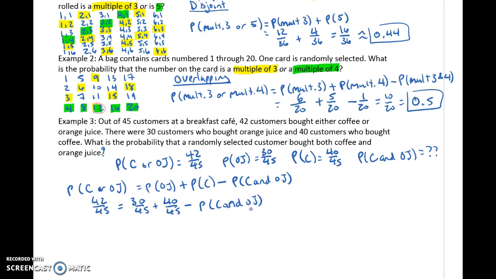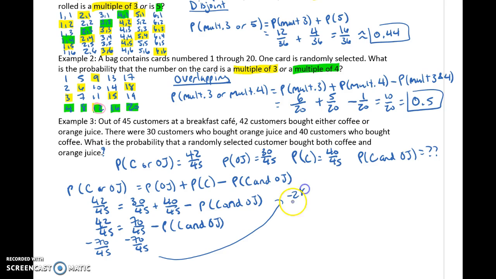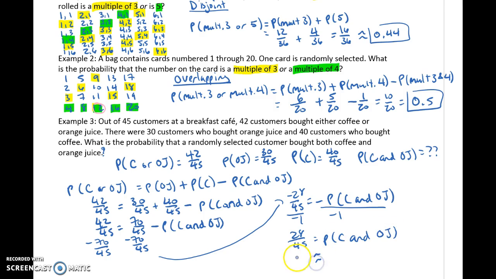So simplify, 42 over 45 equals 70 over 45 minus the probability of coffee and orange juice. Subtracting 70 over 45, that'll give us negative 28 over 45 equals negative probability of coffee and orange juice. So just some simple algebra here, right? Divide by negative 1, so our probability is 28 over 45. And we're going to round that to approximately 0.62.